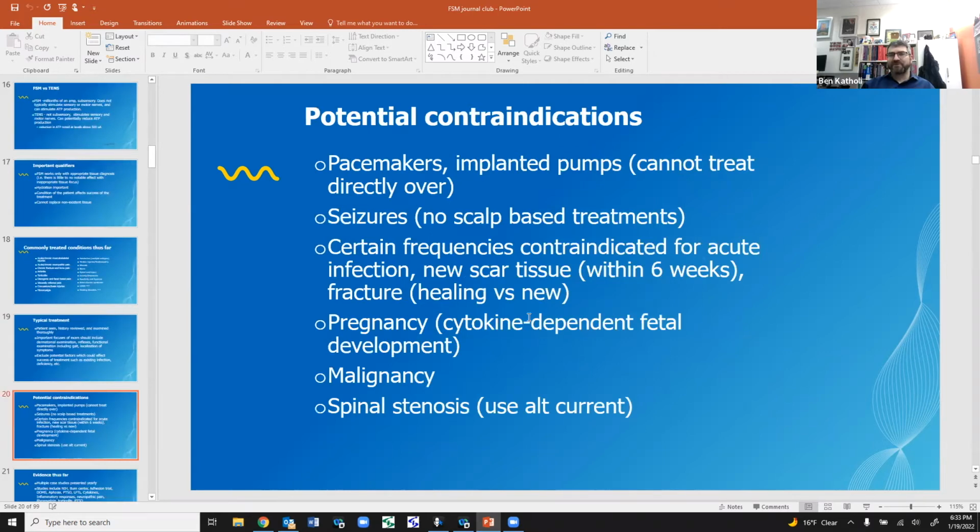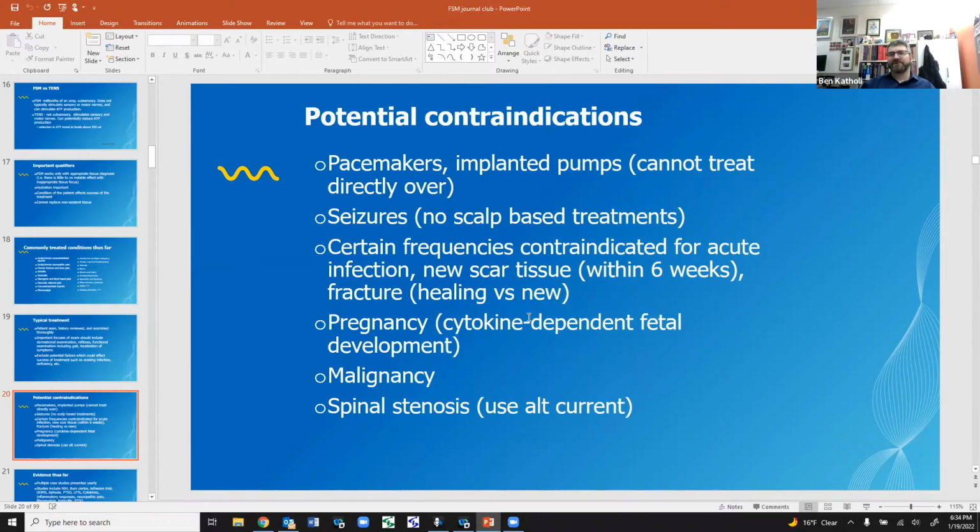So we can treat implanted hardware. Seizures doesn't seem to be a problem. These are sort of lists from the FDA, and I would say the ones that we don't go near are pregnancy, because it's cytokine dependent, and we know that this decreases cytokine signaling. So you don't treat pregnant patients. Malignancy, if people are palliative, we treat pain, but you don't treat cancer with this. That's not what it's for.